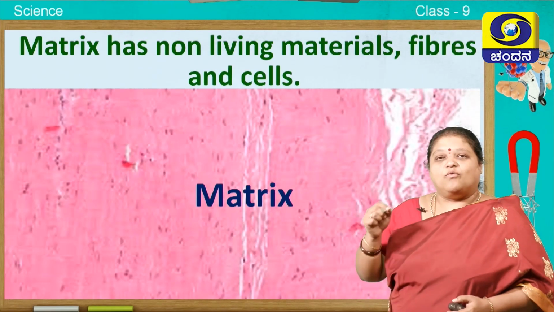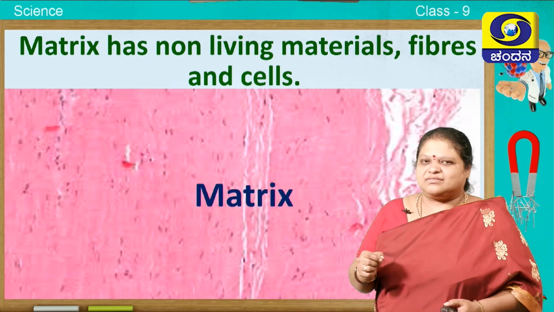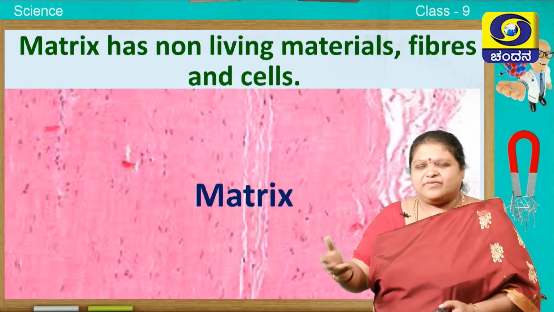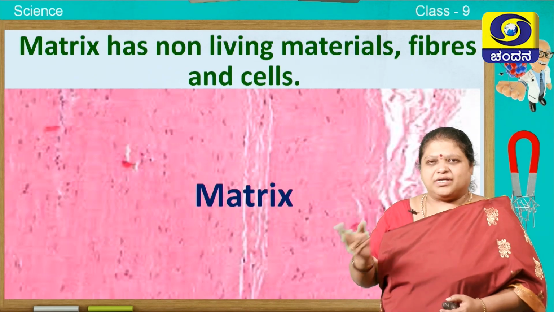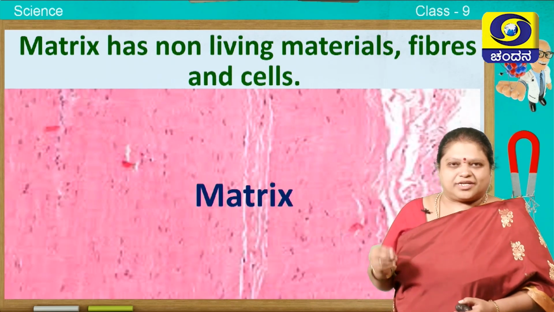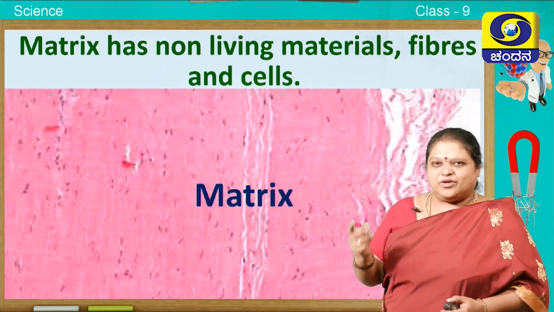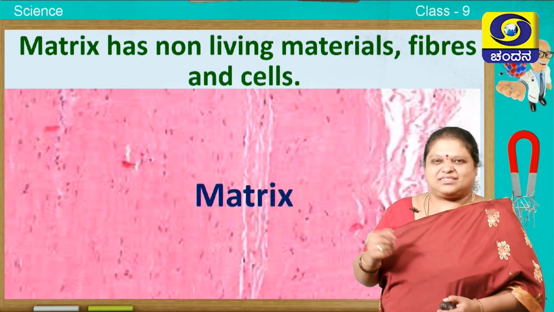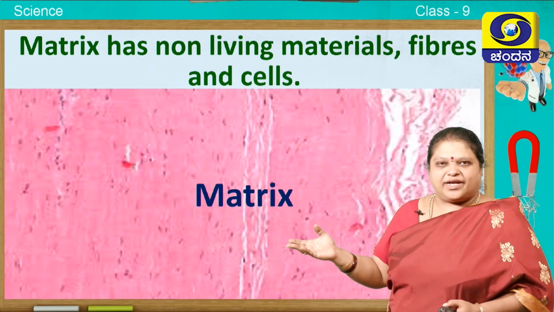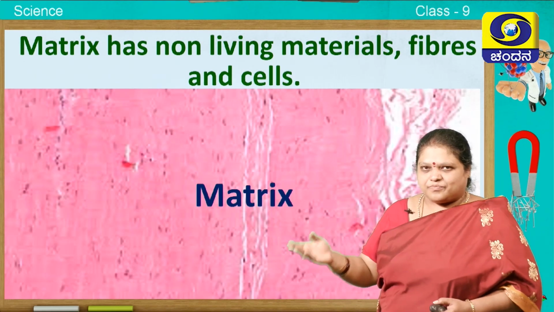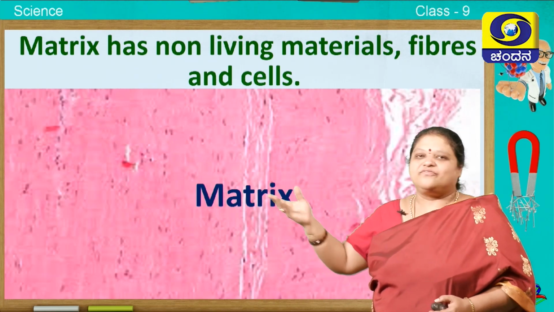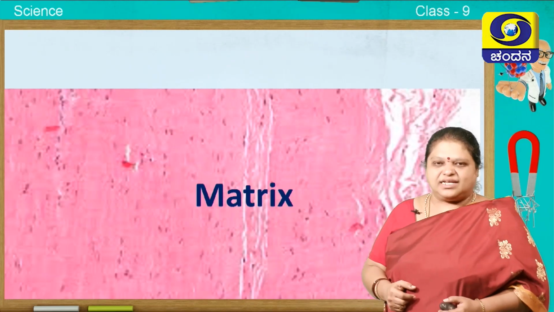So first one, what is this matrix? So matrix has several materials present in it. One is several non-living materials are present, like the fluid, some chemicals, some hormones, some enzymes, etc. Next you find those thread-like structures which I already told you, you call them fibers. I told you there are two types of fibers. One is the elastic fibers and another one is the non-elastic or the collagen fibers, and also you find cells present in it. These cells produce either the matrix or they produce the fibers. So such types of cells are present.